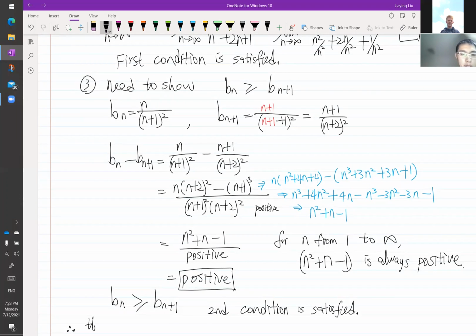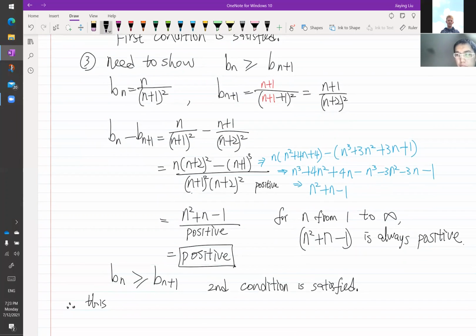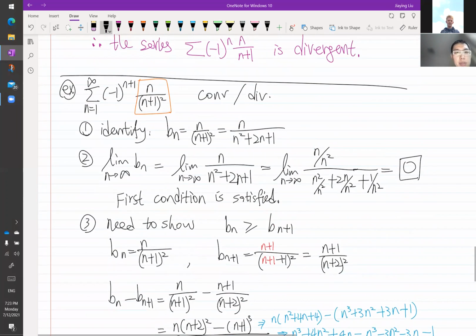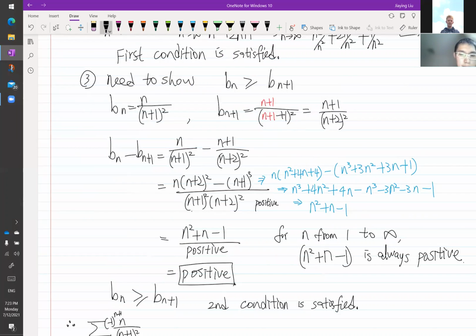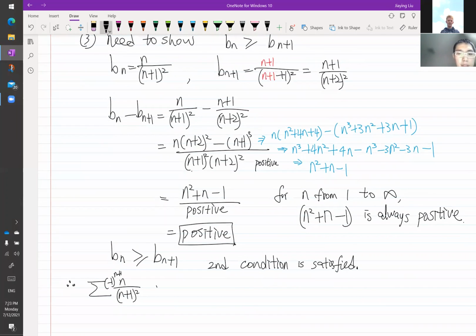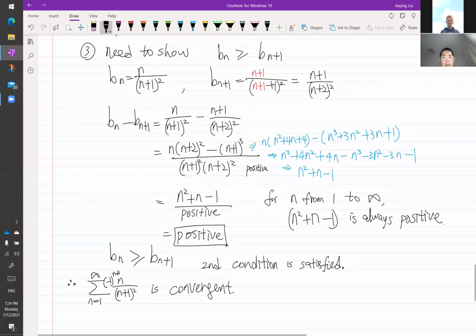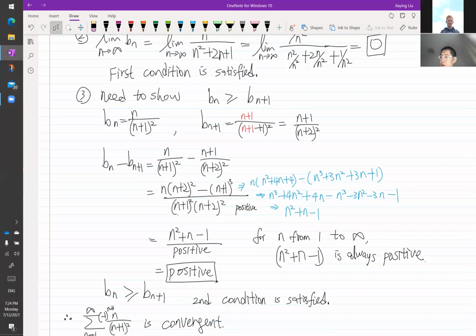Therefore, this series, which is n over n plus 1 squared with a negative 1 to the n, what did I say? It's n plus 1 squared, is convergent. This is for n going from 1 to infinity. So that's the alternating series test.